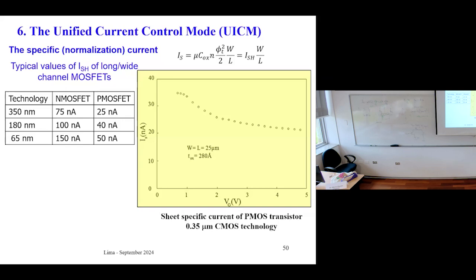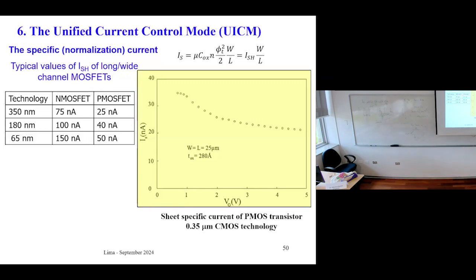So for some technologies, you have approximate values of the specific current, or sheet specific currents, for NMOSFETs and PMOSFETs. You see that there is almost a ratio of 3 from the NMOS to the PMOS. Almost 3. This is due to the mobility. You know this from the undergrad course, the mobility of electrons is around 2.5 to 3 times higher than the mobility of holes. This we see here.